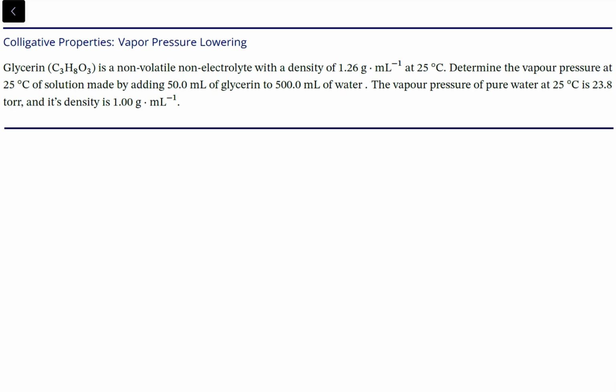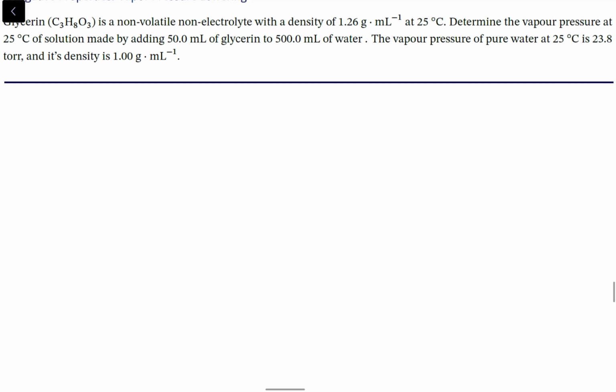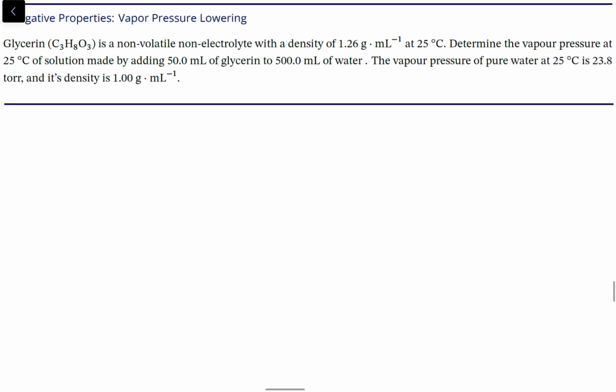It basically says we have glycerin. It's a non-volatile, non-electrolyte with a certain density at a certain temperature. Determine the vapor pressure of a 25 degrees Celsius solution made by adding 50 milliliters of glycerin to 500 milliliters of water. The vapor pressure of pure water at 25 degrees Celsius is a specific pressure, and its density is 1 gram per milliliter. Okay, so let's think about what's happening here.